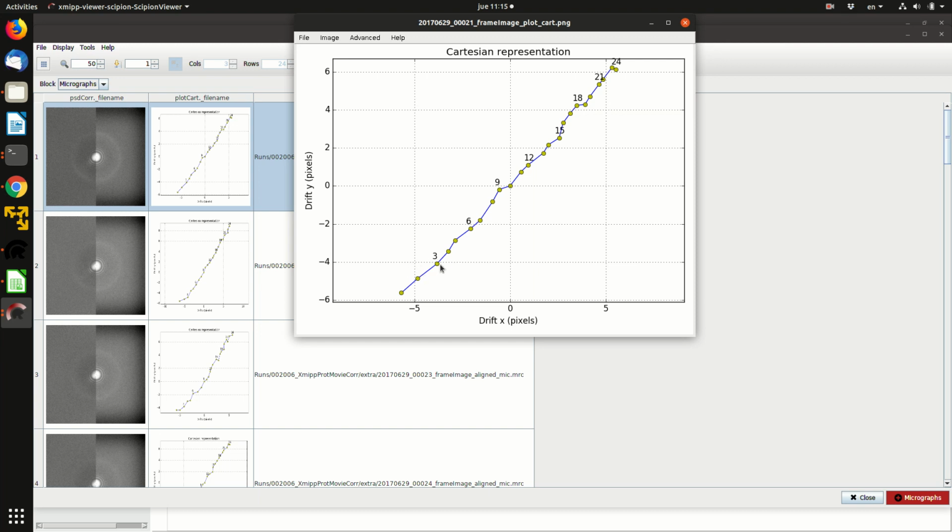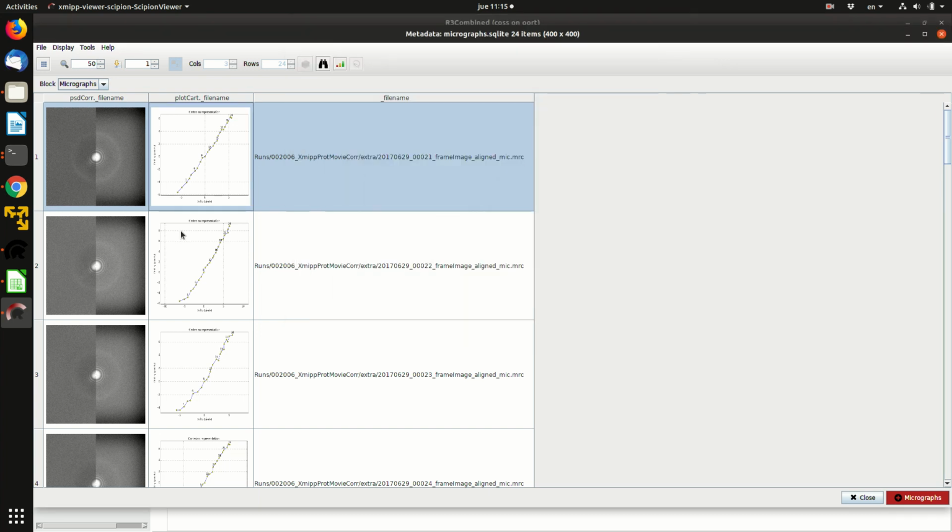So for every pair of frames we compute an average movement, and this is what is represented here, but it doesn't mean that the whole frame moves by this amount. This is just the average. And we can see already in this plot that the first frames move more than the last ones, so it seems that under the electron beam the movie is stabilized, the sample stabilizes.